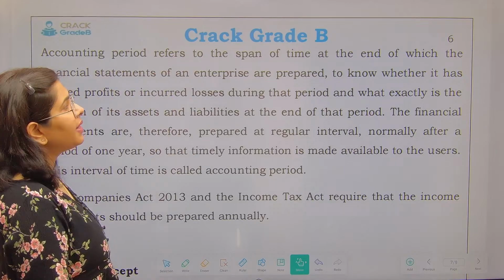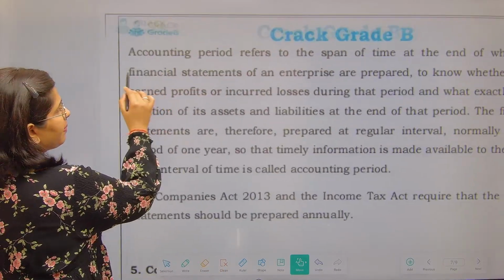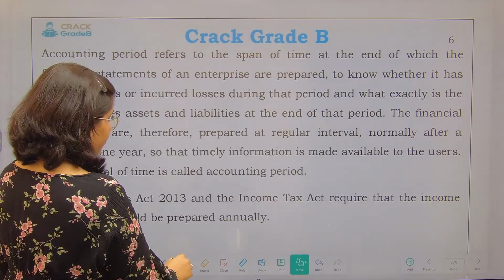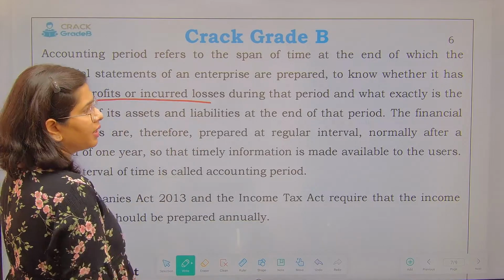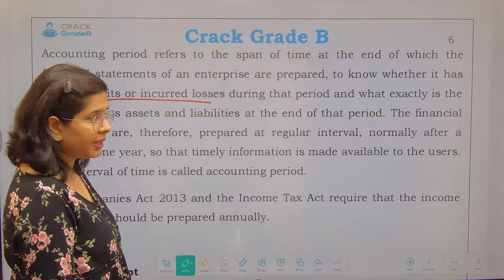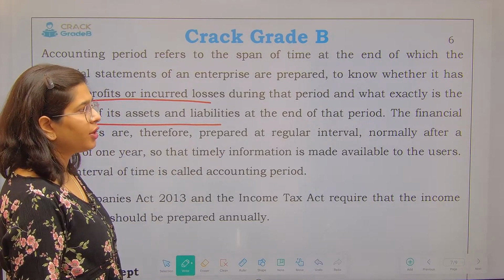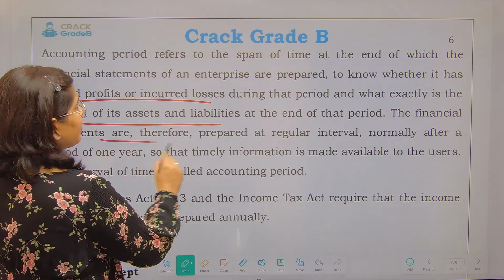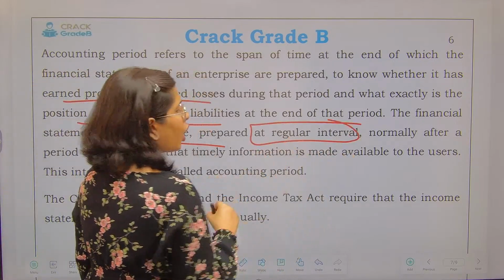So accounting period refers to the span of time at the end of which financial statements of an enterprise are prepared, to know whether it has earned profits or incurred losses during that particular period, and what exactly the position of its assets and liabilities is at the end of this period. Financial statements are therefore prepared at regular intervals. So this is the concept.